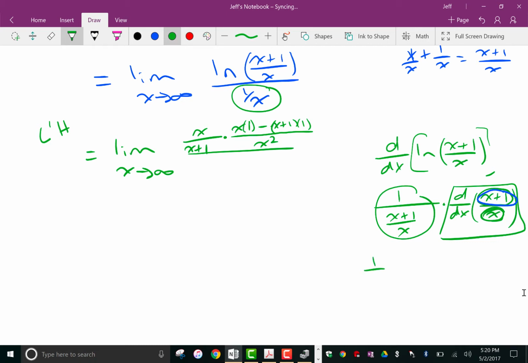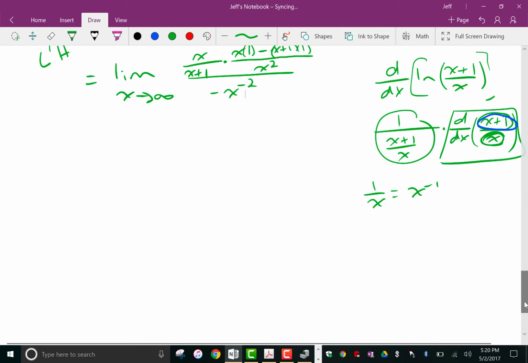Remember that 1 divided by x is equal to x to the negative 1. So that derivative is negative x to the negative 2. Wow, that's a mess. Okay, let's clean up the mess a little bit. So now we got to do a bunch of algebra.